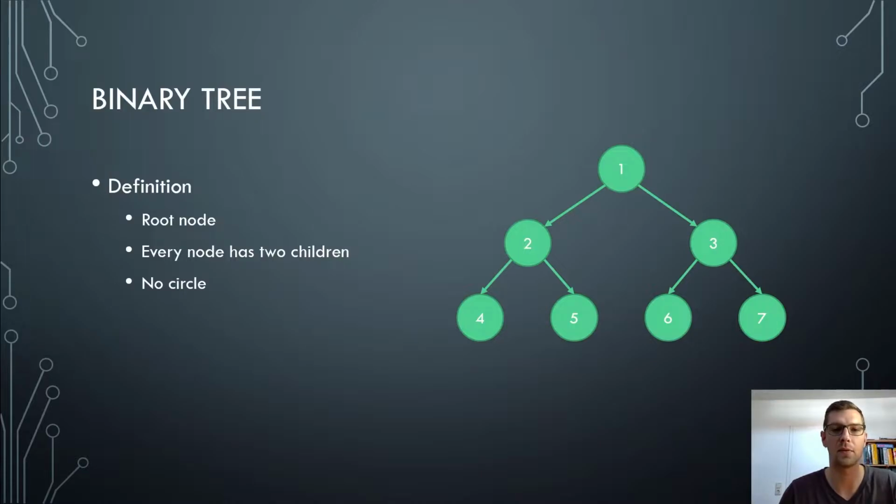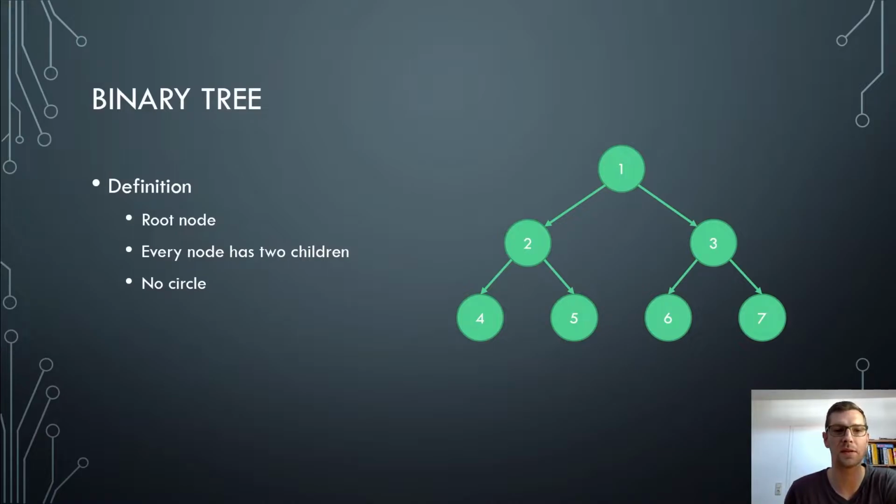And there are no circles allowed, meaning in this picture here on the right we have at the top the 1 as a root node, then the children 2 and 3, and there are no circles allowed, so there is not, for example, an edge from 2 to 1.